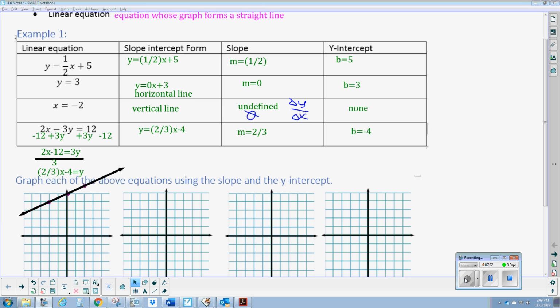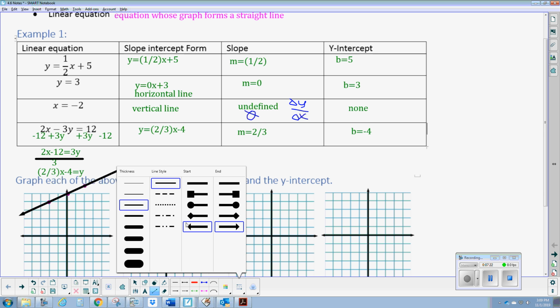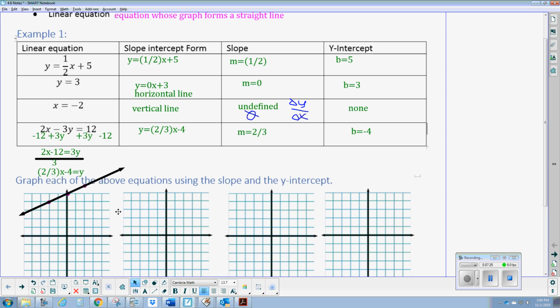Okay, let's look at the second graph. We have y equals 3. If we wrote this in slope-intercept form, we would say y equals 0 times x plus 3. No matter what x is, 0 times x is always going to be 0. So it doesn't matter what our x value is, our y value is going to be 3. It intersects the y-axis at y equals 3, but it's always y equals 3. No matter what x is, our y value is 3.